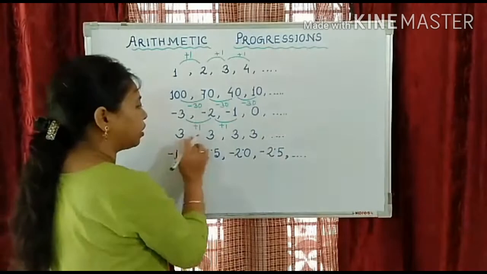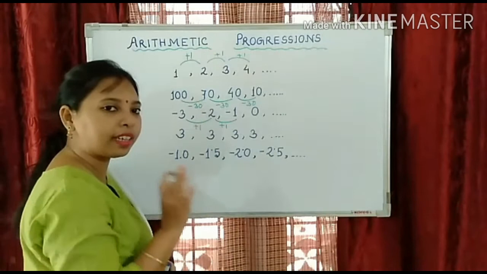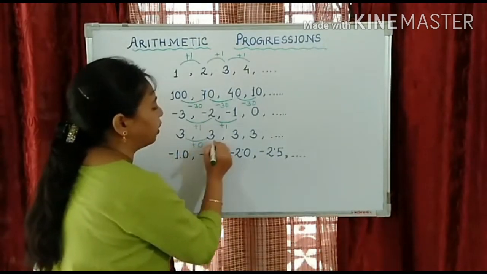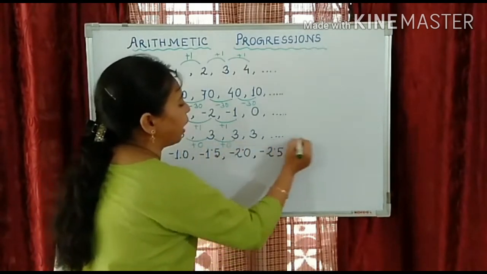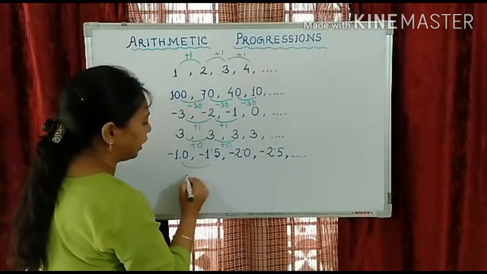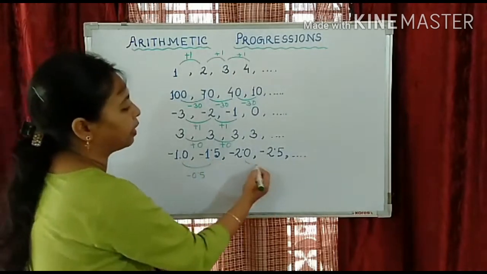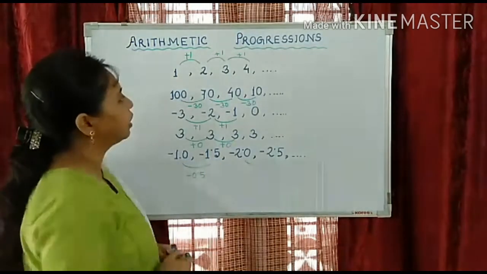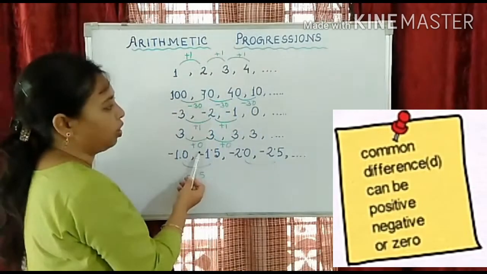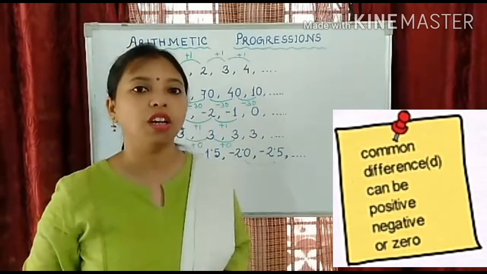But here you look, 3, 3, 3, 3, 3, 3. It means we are not adding anything. We can think that we are adding plus 0 to each term, and it is proceeding. In the last one, we are adding minus 0.5 so that we get the next numbers. Here also minus 1.5. And you look, the fixed term can be positive, negative or 0, and it is called the common difference.